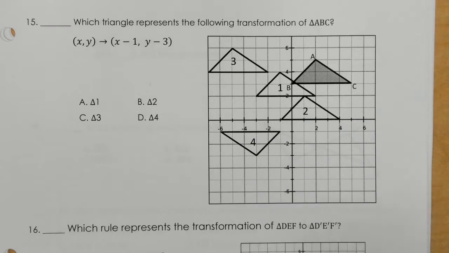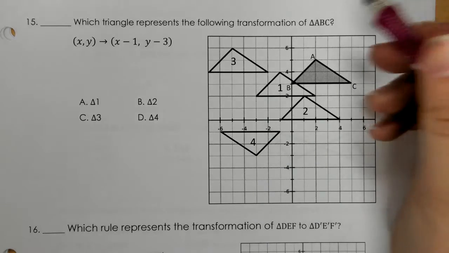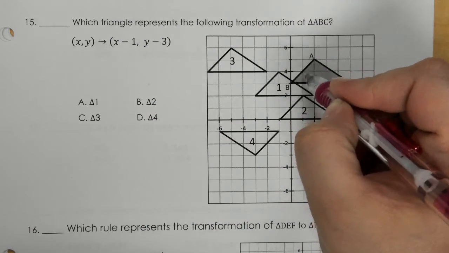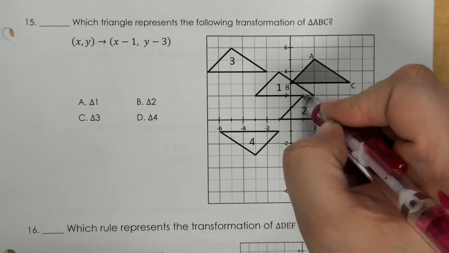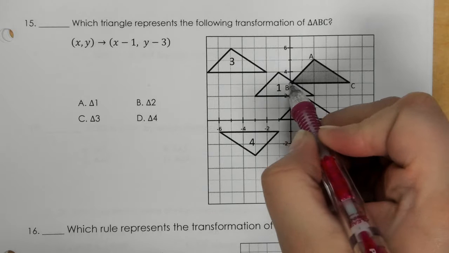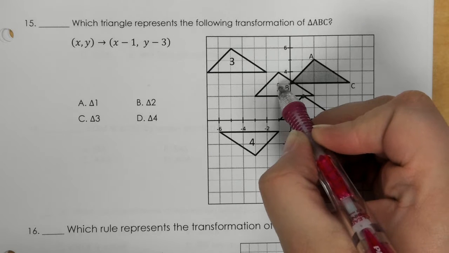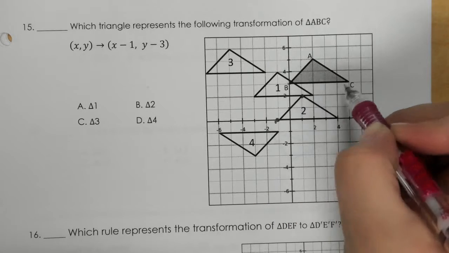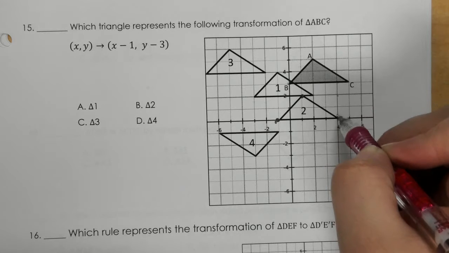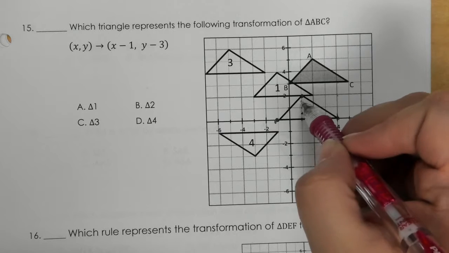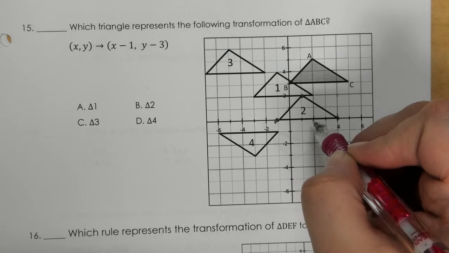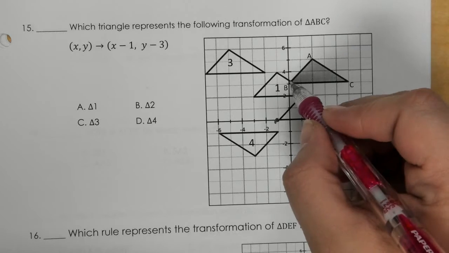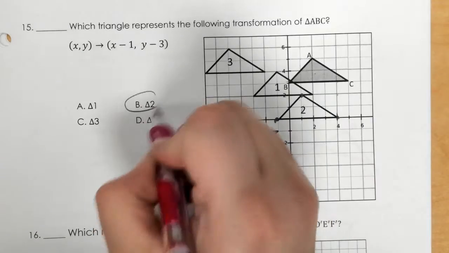Okay, for number 15, you start with a shaded triangle, triangle ABC, and if I go down 1, left 1, down 3, what triangle do I land on? And that would be triangle 2. So for B, I go down 1, I go over 1 to the left, and I go down 3, and I land on figure 2. So I go over 1, down 3. And then, since this triangle went down 1, left 1, down 3, it went to triangle 2, which is B.